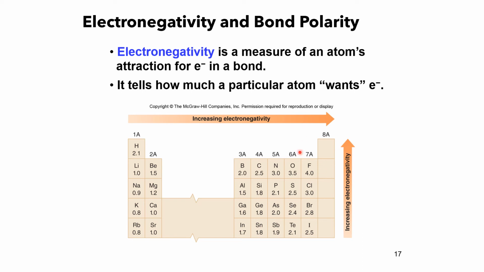So the ones that are over here in this top right corner, these are the most electronegative atoms. These are the ones that are going to want to hold onto electrons the most. Chlorine, fluorine, oxygen, sulfur, these atoms here like electrons a lot. Whereas the ones way down over here, like sodium, calcium, they don't really like to hold on to electrons nearly as much. So these are the ones that are going to lose electrons.